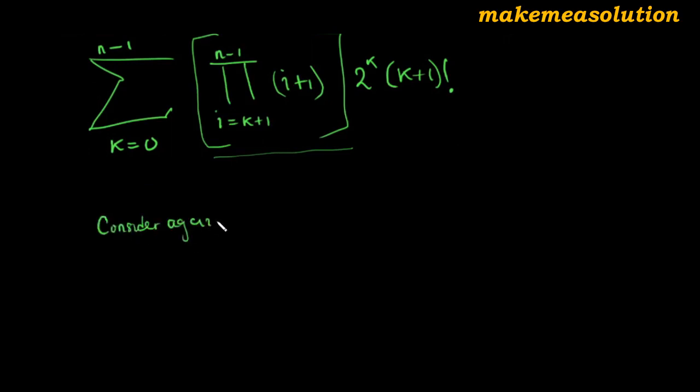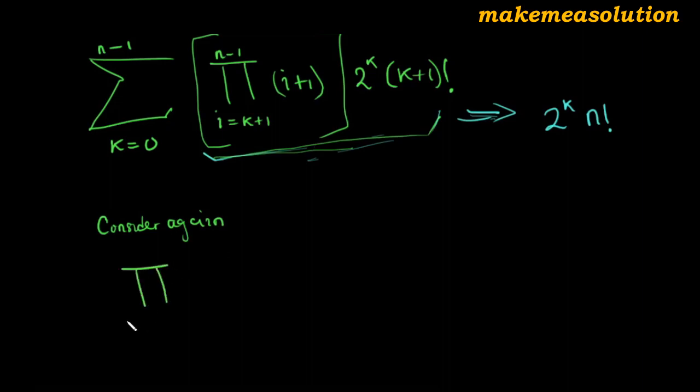Again, I want to show you how this whole thing is going to resolve to 2 raised to the power of k, then n factorial. So that's what the whole of this will resolve to. Okay, so let's do that proof together. Now, you're going to consider again this particular term, pi from i equal to k plus 1 to n minus 1, then i plus 1.